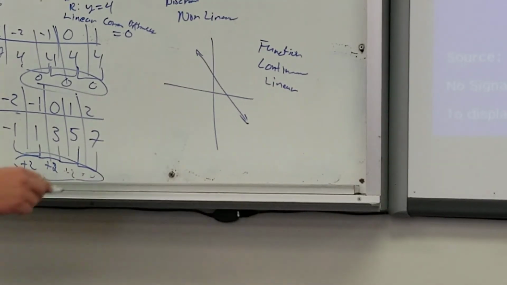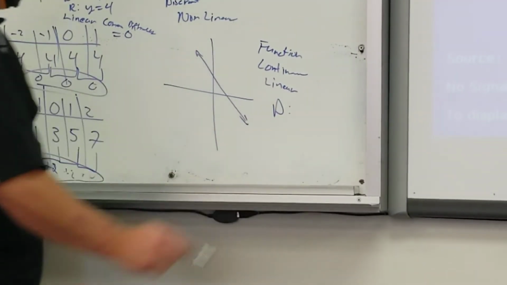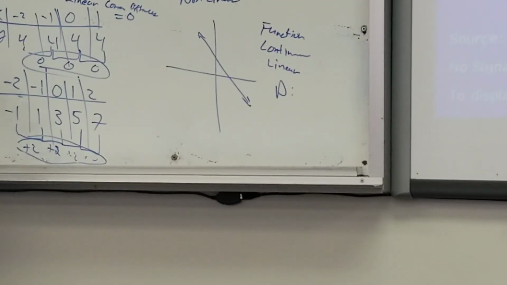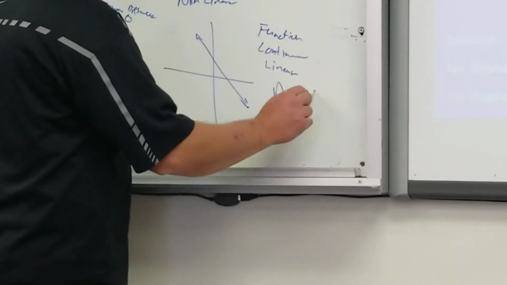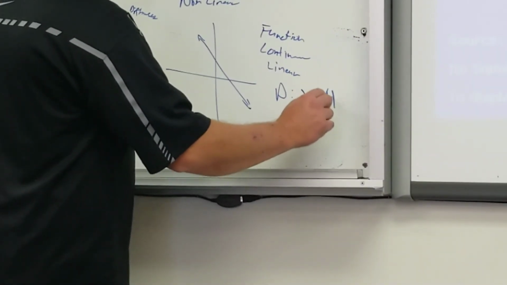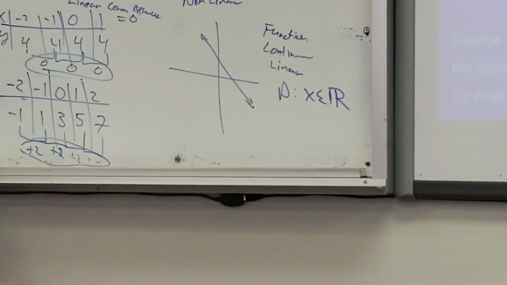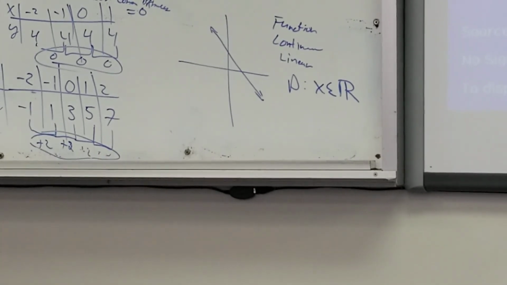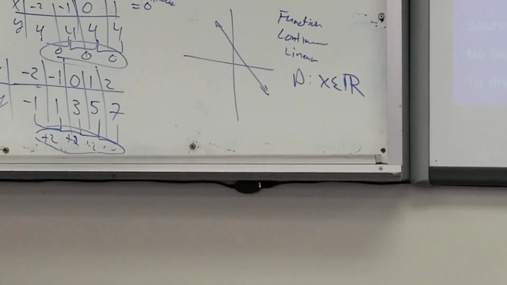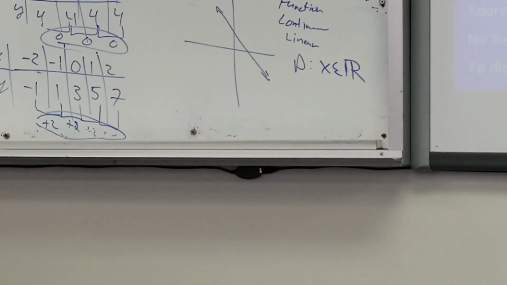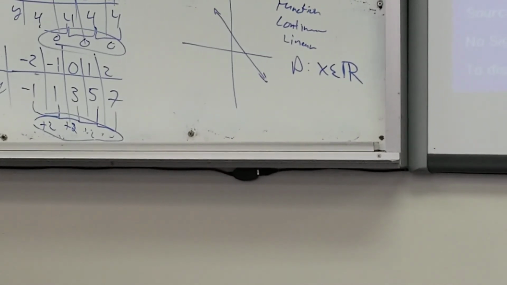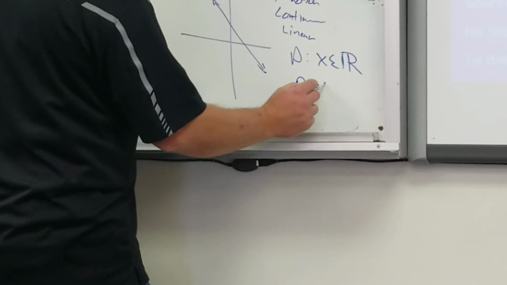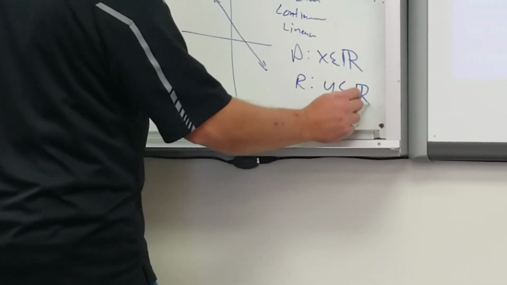What's the domain? What could x be? Could x be 100? Yeah. Could x be -100? Yeah, it could go on forever. So x has to be just an element of the real numbers. Any real number. Any number you could pick, it'll work. Okay? How about the range? Will y be a big, huge number? Yeah, if it's in a negative direction, it could be a big, huge number. If it's in a positive direction, can y be any value? Yeah. So could y be any real number? Yeah.